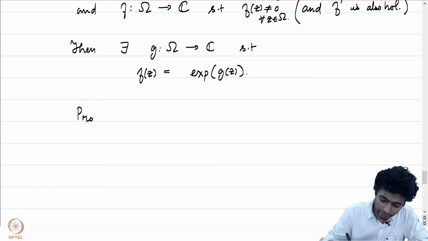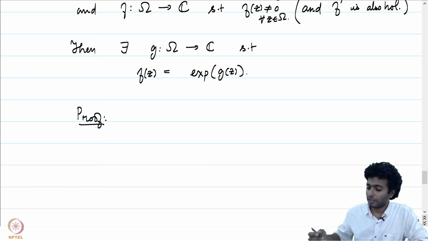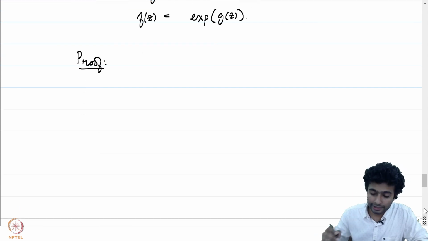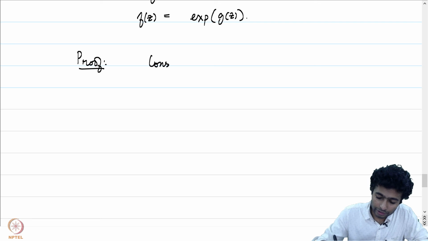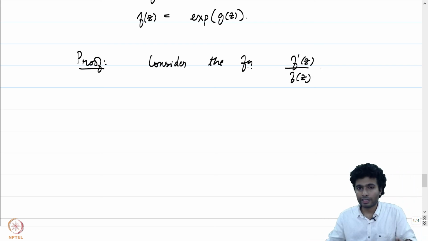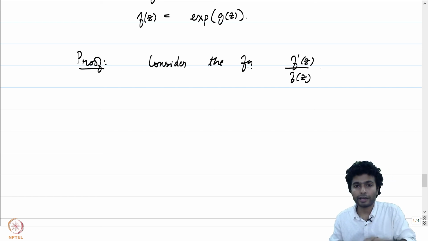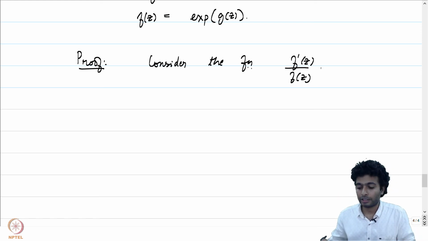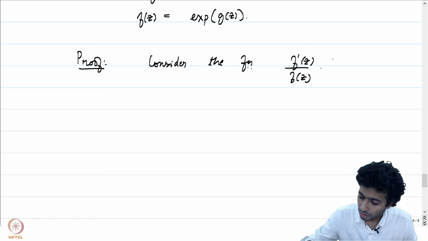The proof is quite straightforward. Now that we have the tool of Cauchy's theorem at our disposal, this can be proved quite easily. Consider the function f prime of z by f of z. Notice that f of z does not vanish in omega. For every z in omega, f of z is not equal to 0. So 1 by f of z is a holomorphic function, and in particular f prime by f of z is holomorphic on omega.